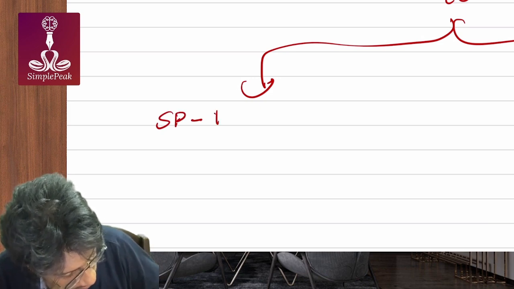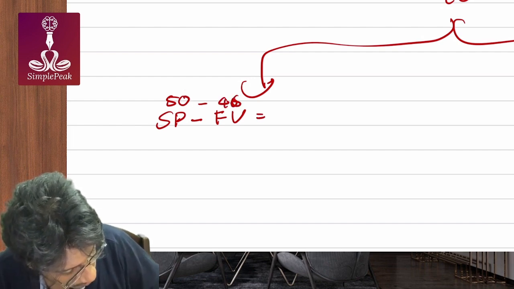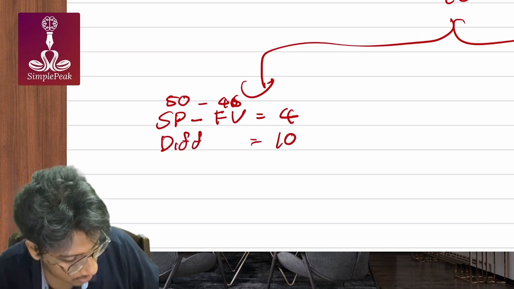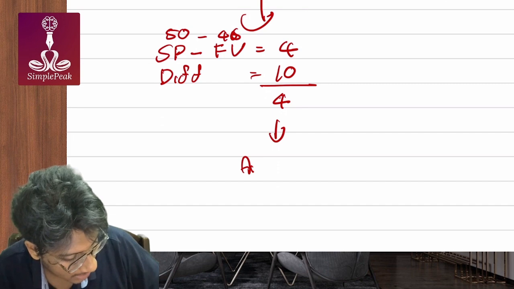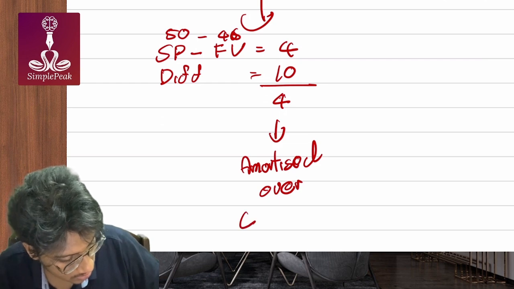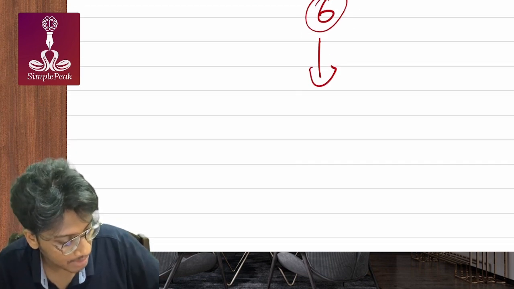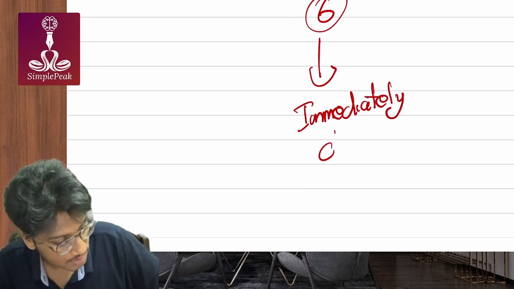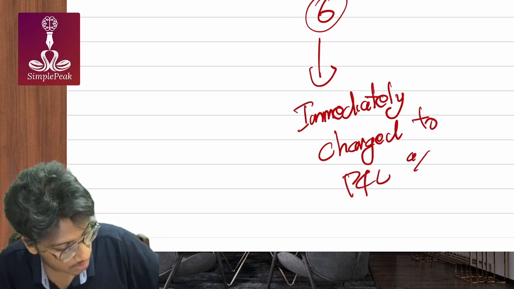Sale price minus fair value: 50 minus 46 comes to 4, and the difference is 10. So whichever is lower, that comes to 4. This needs to be amortized over the lease term, and the balance 6 needs to be immediately charged to the P&L account. Let's check the answer too.